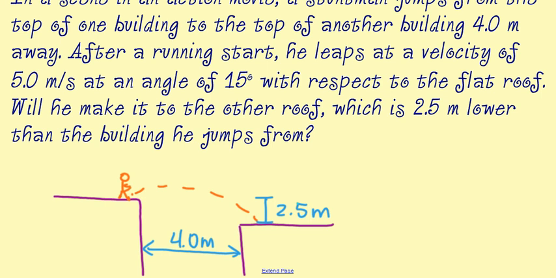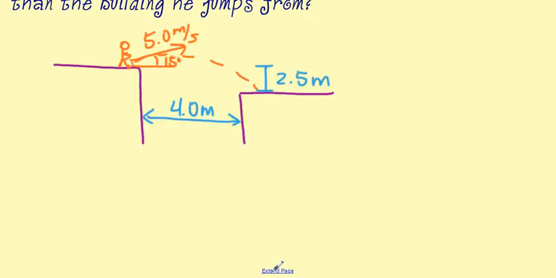There's the path that tells me he has an initial velocity of 5 meters per second and an angle of 15 degrees. Okay, so based on this information, we're now going to write down what we are given. As I mentioned to you before, the first thing that we do is split up that initial velocity into x and y components. This is something that we've already learned how to do, and so I will just go ahead and give you those components.